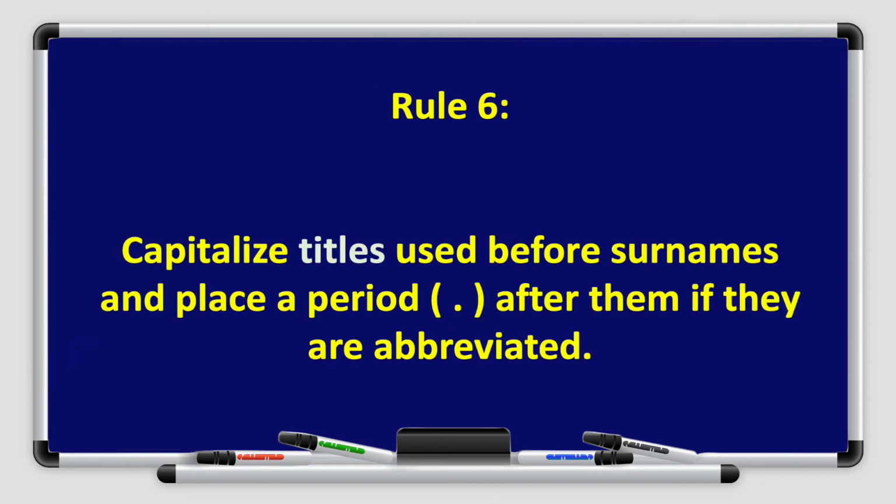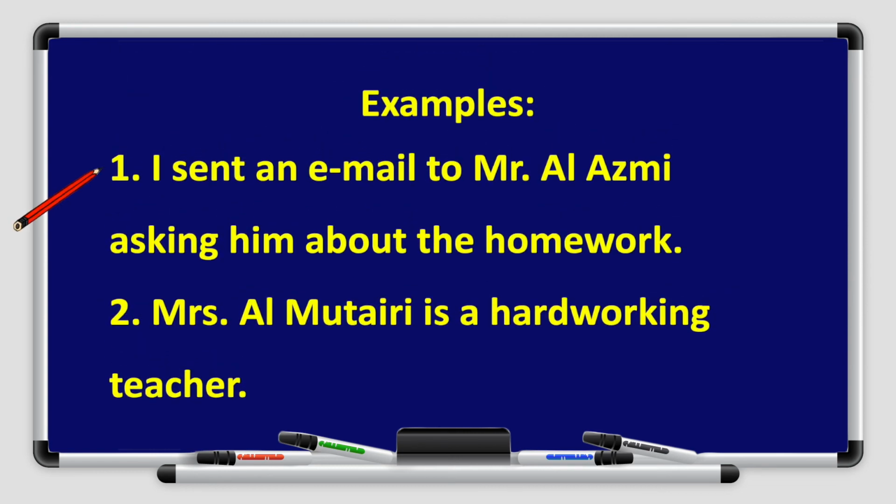Rule number 6, capitalize titles used before a surname and place a period, a dot, after them if they are abbreviated. What do I mean by that? Let's look at the examples. So, I sent an email to Mr. Al-Azmi. This is an abbreviated or shortened word, Mr., MR, that is shortened, and we capitalize the M. Al-Azmi is a name, asking him about the homework.